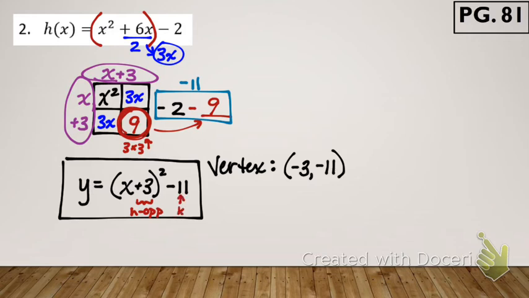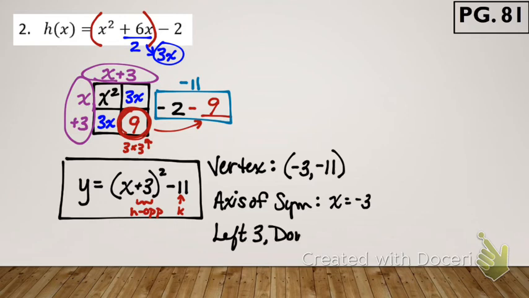I'm sorry, one more time. Axis of symmetry would be where? Negative 3. Axis of symmetry would be x equals negative 3. How would you describe this transformation from the parent? Left 3 and down 11. Beautiful. I want you guys to do number 3, and that's going to wrap us up for today.